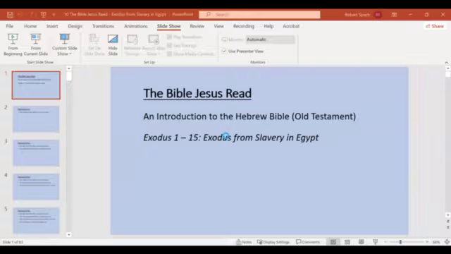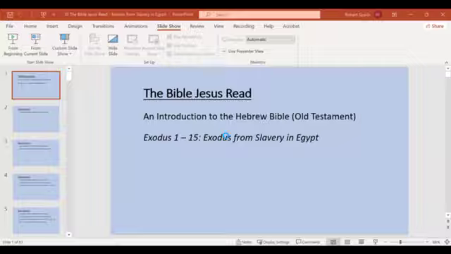Then Moses stretched out his hand over the sea. The Lord drove the sea back by a strong east wind. We've all seen, is it Charlton Heston that does this in the movie? By a strong east wind all night and turned the sea into dry land, and the waters were divided. The Israelites went into the sea on dry ground, the waters forming a wall for them on the right and the left. So they walked through on dry ground.